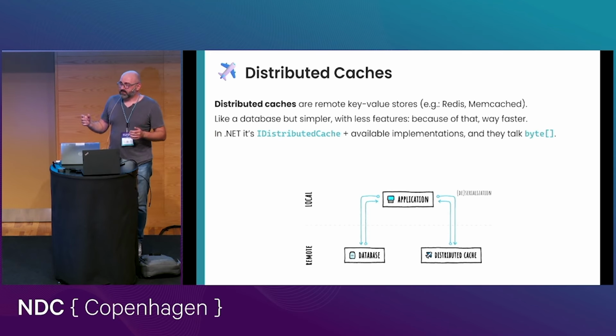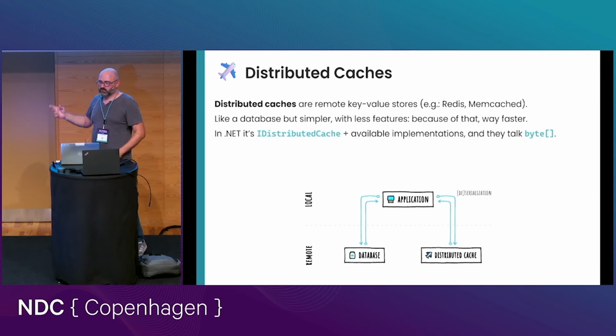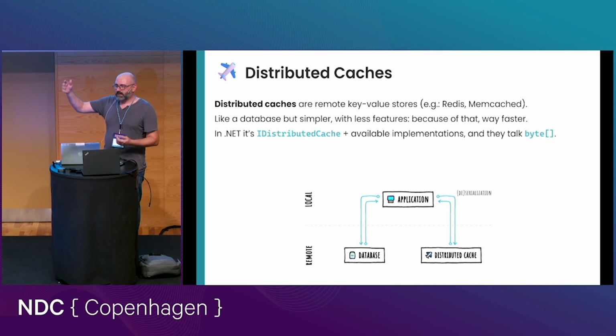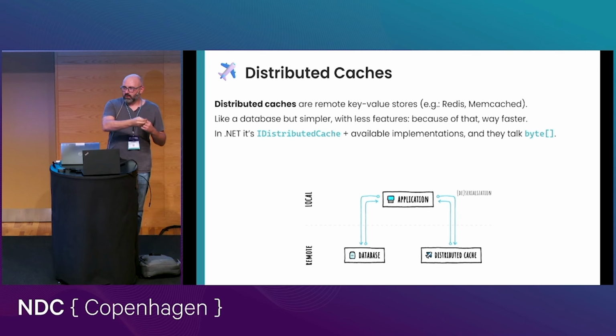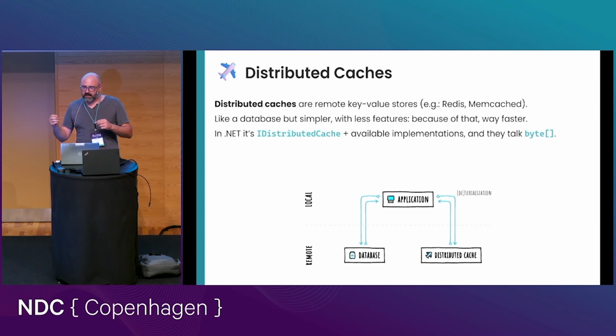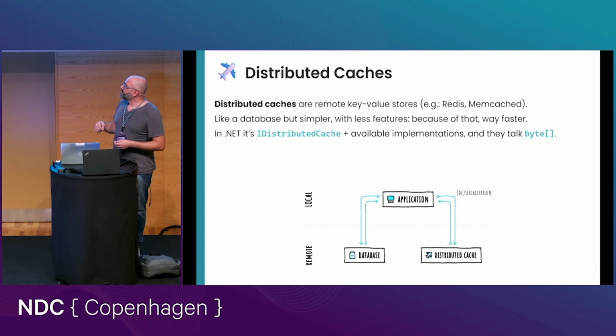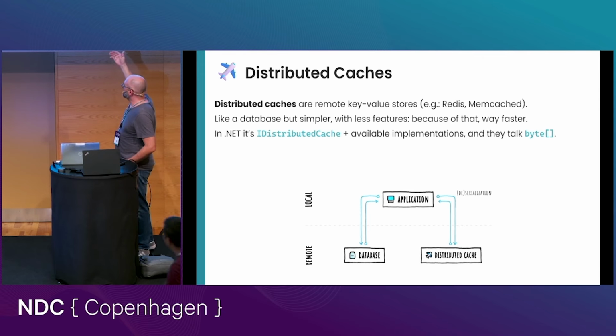Then we have distributed caches, which are a different thing, because they represent a remote key-value store. And you can think of them as like Redis. Now, the way to think about them is like a database, in a way, because they are remote data stores where you store and read data. And usually they are less feature-rich, but because of that, they are super fast, way faster than a normal database. And in .NET, they are represented by the IDistributedCache interface, plus the available implementations. And as you can see by the illustration, the application talks with that remotely, and it needs to handle both serialization and deserialization.